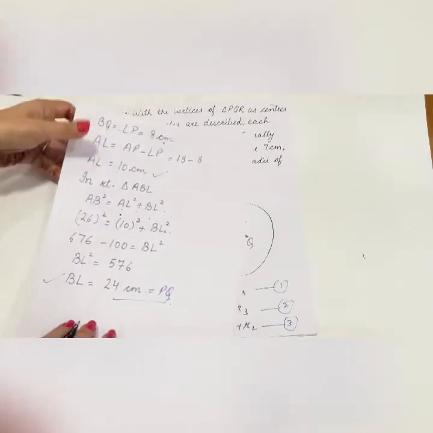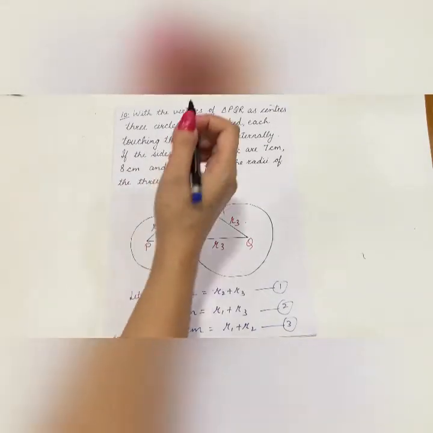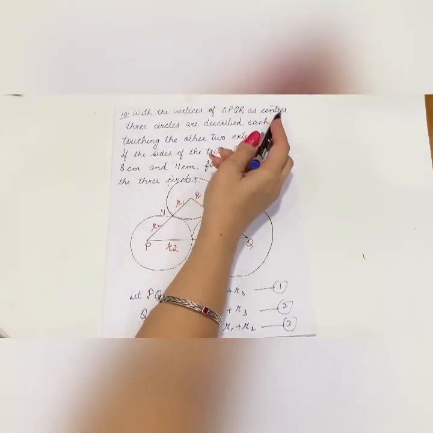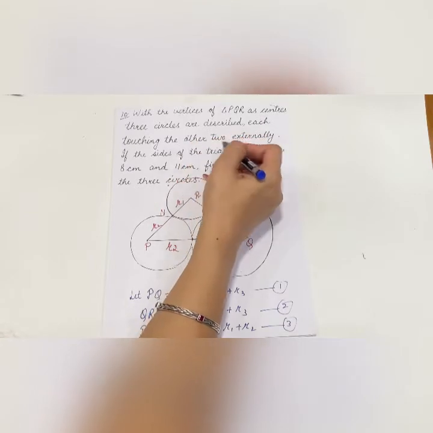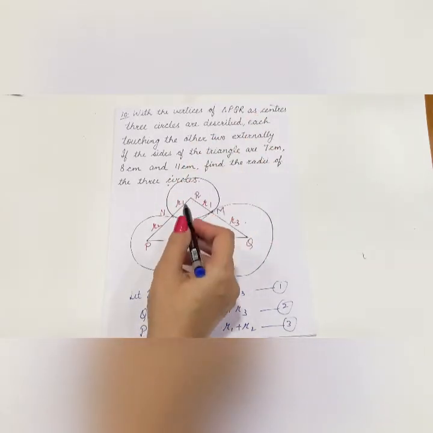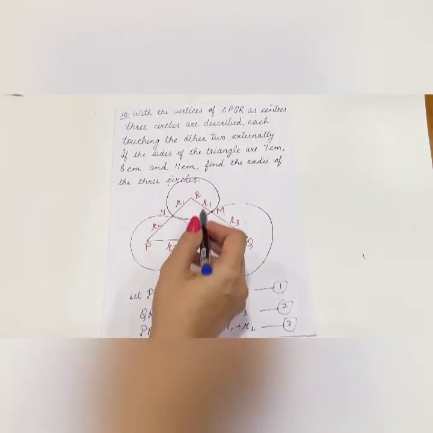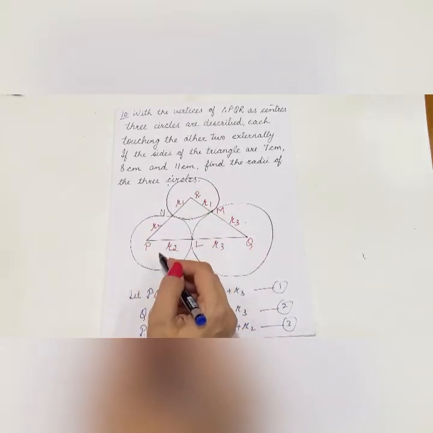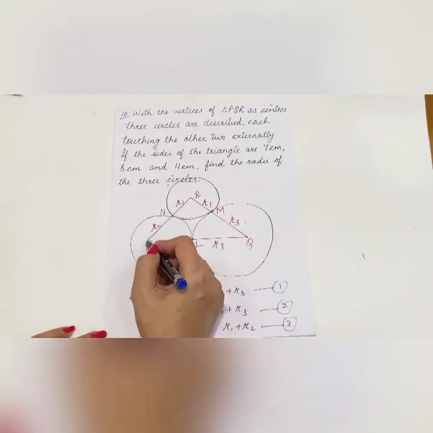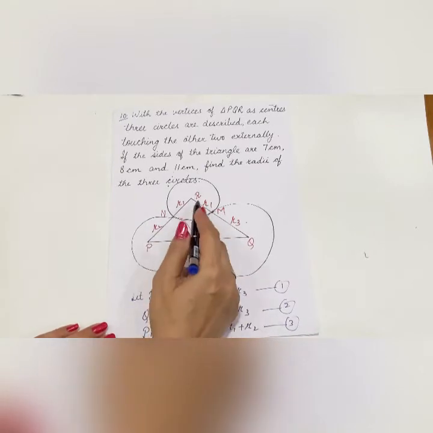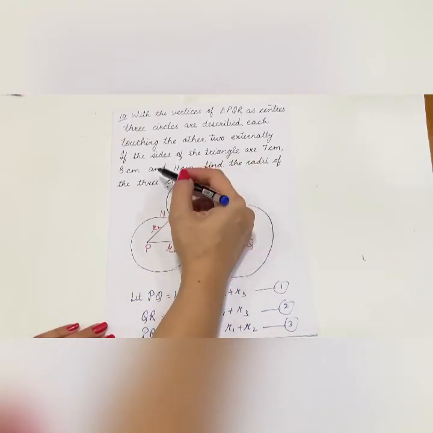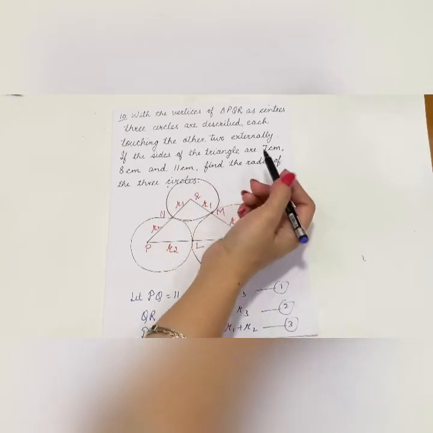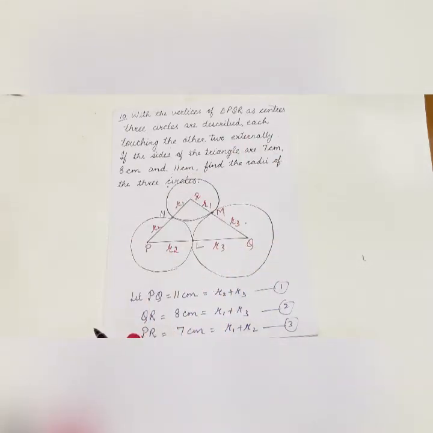Okay, next. Question number 10. With the vertices of triangle PQR as centers, 3 circles are described, each touching the other two externally. This is triangle PQR we are having. 3 circles are described, P as one of the centers, Q as center, R as centers. If the sides of the triangle are 7 centimeter, 8 centimeter and 11 centimeter, find the radii of the 3 circles.